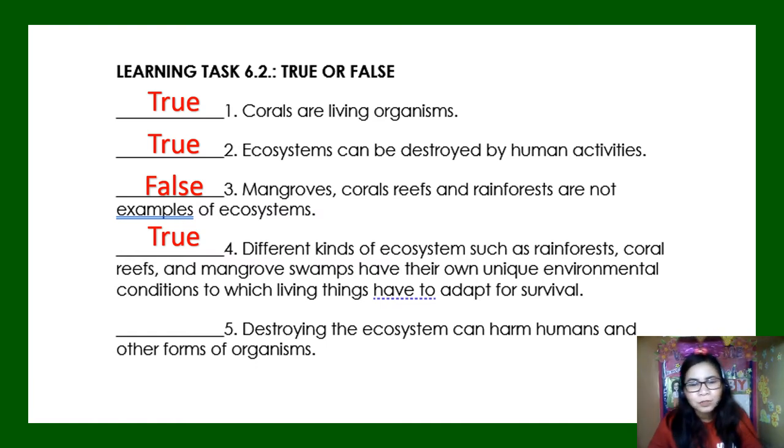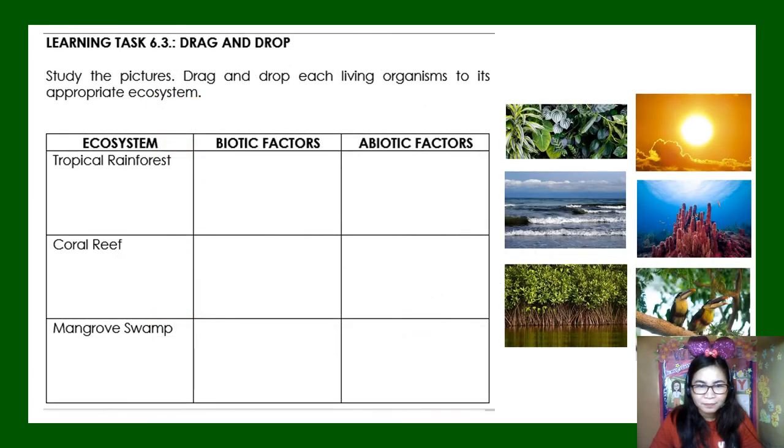And number 5, destroying the ecosystem can harm humans and other forms of organisms. What did you say? What is your answer? True is correct. Good job. Wow. Another perfect score? Oh, that's amazing. Okay, for learning task 6.3, which is drag and drop, you may open your LMS to answer this learning task. You're going to study the pictures, drag and drop each living organism to its appropriate ecosystem. Which one is a biotic factor or abiotic factor of tropical rainforest, coral reef, or mangrove swamp?